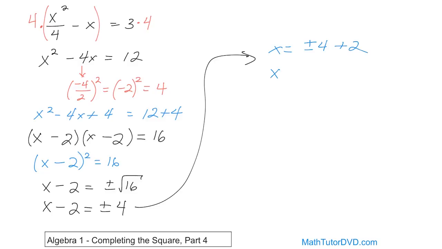So ultimately we have x is equal to 4 plus 2, which is 6. That's one of the answers. And we have x is equal to negative 4 plus 2, which is negative 2. That's the other answer. So positive 6, negative 2. These are the two answers that we get. And if you take these and stick them into the original equation or into this slightly modified version of it, it's going to satisfy. Both of them are going to work.